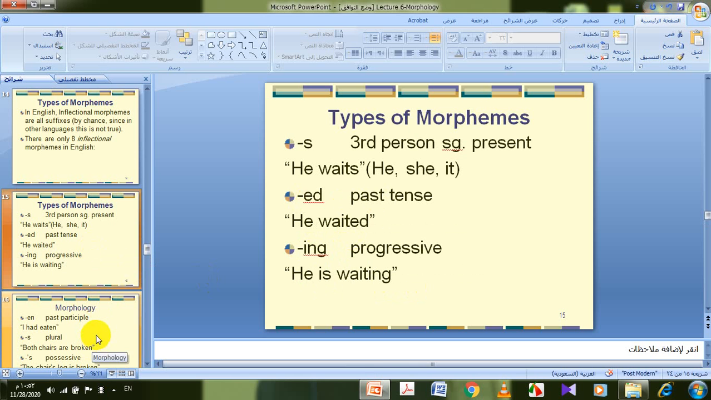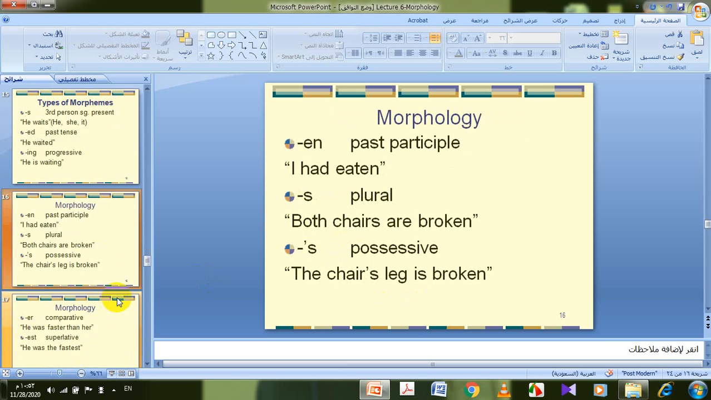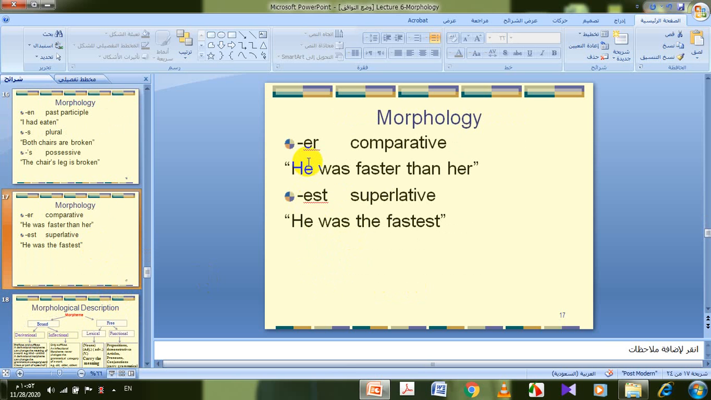Next, number 7, ER in the comparative. He was faster than her. ER in the comparative, because sometimes we have ER like dive, diver. Drive, driver. Okay? This is different. ER in the comparative. He was faster than her. EST, superlative. He was the fastest. Okay? He was the fastest.